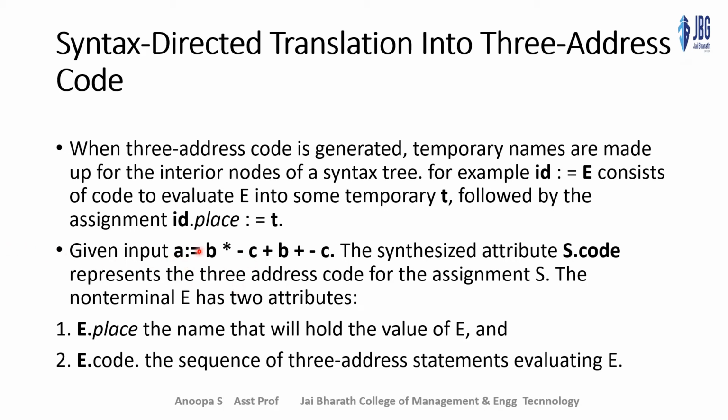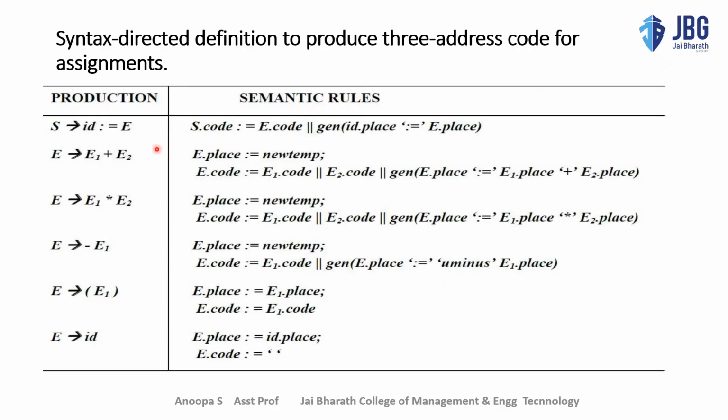Take a equal to b into minus c plus b into minus c. How can we write the SDT for that? We are going to represent it by S dot code. This is giving id equal to E. So what does this mean? S dot code equal to either E dot code, that is, E dot code means a three address statement.